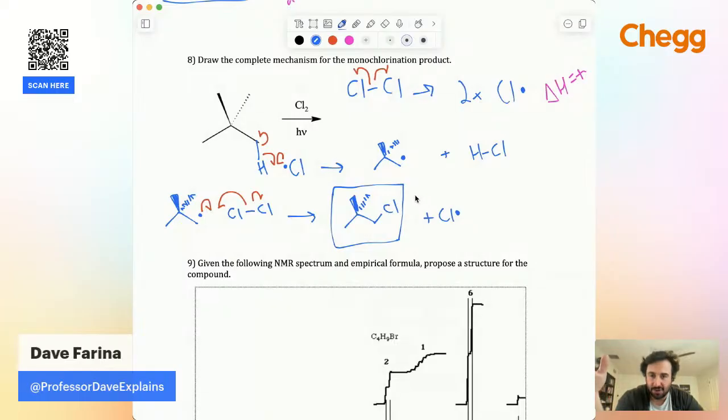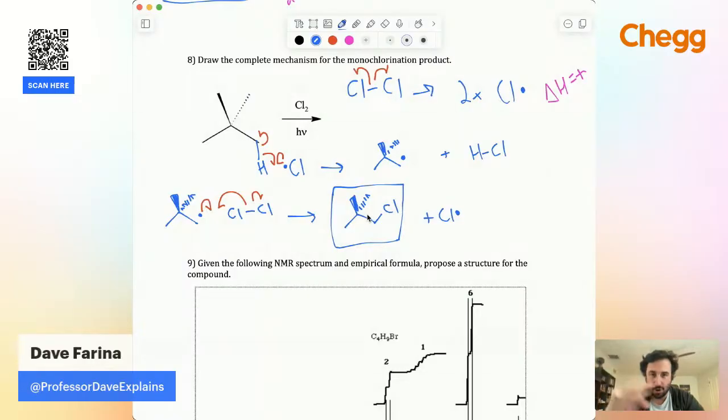That is our monochlorination product. Here, we didn't have to worry about regiochemistry because there was no other type of carbon for it to go to. But a bit about the regioselectivity of chlorine radicals. The regioselectivity is very low.